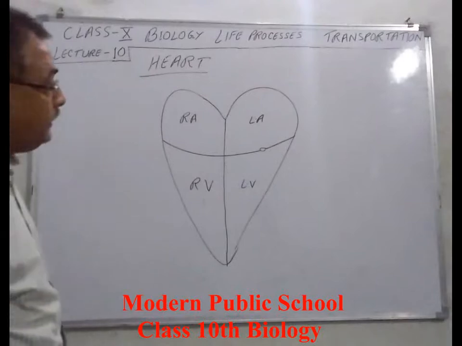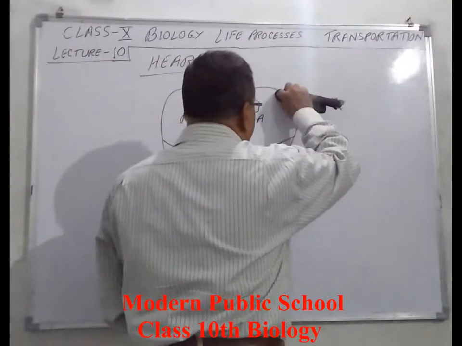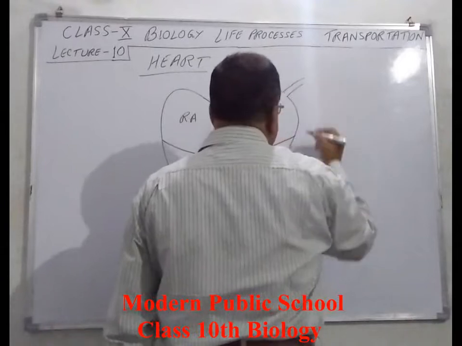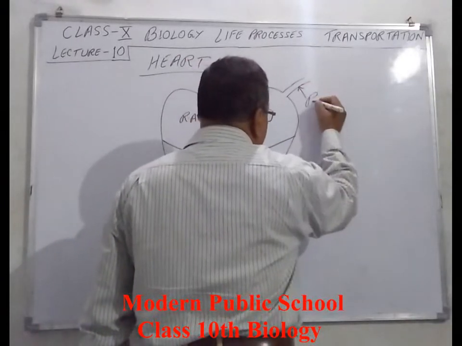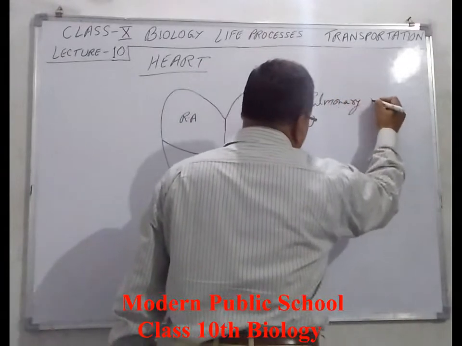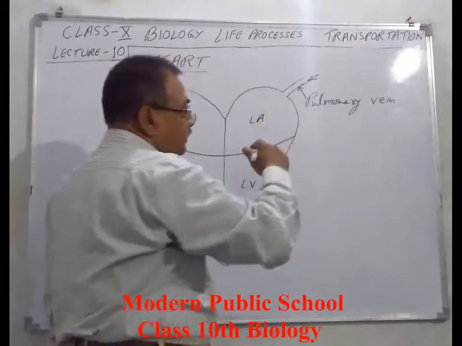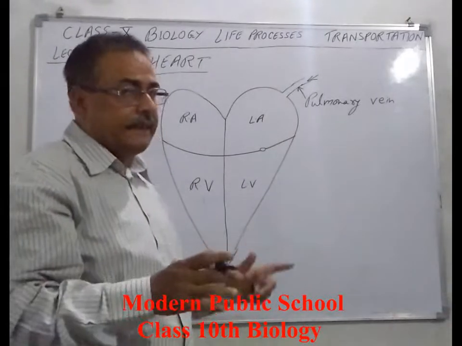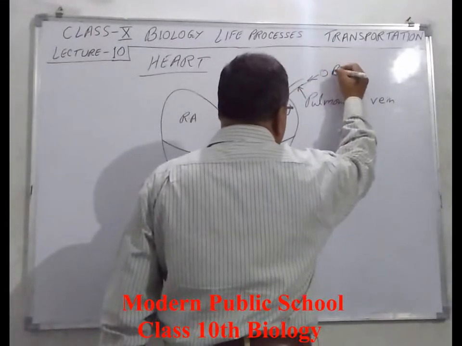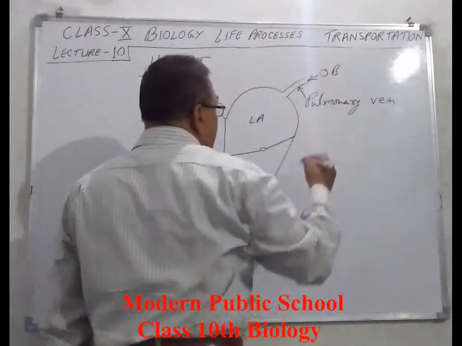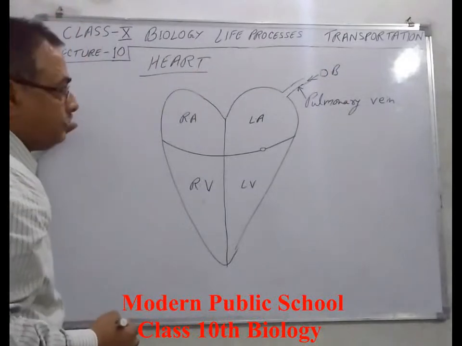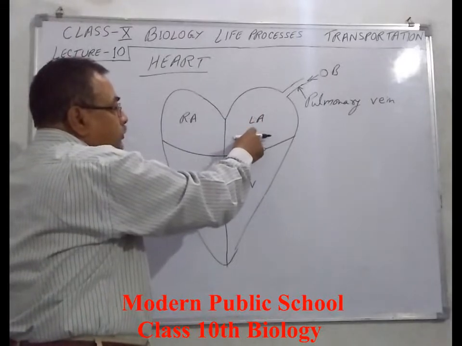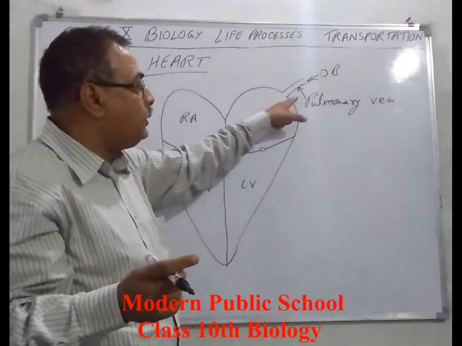Firstly, we will see how blood comes inside the atrium. See, here is a blood vessel known as the pulmonary vein. It brings blood from the lungs, oxygenated blood. Here, I am writing OB for oxygenated blood, you will imagine it. Oxygenated blood comes inside the left atrium through a blood vessel termed the pulmonary vein.